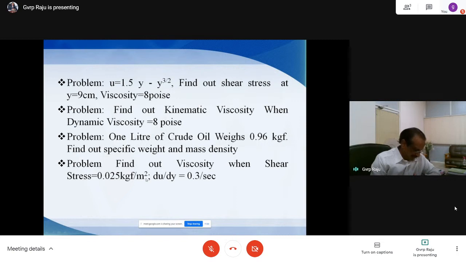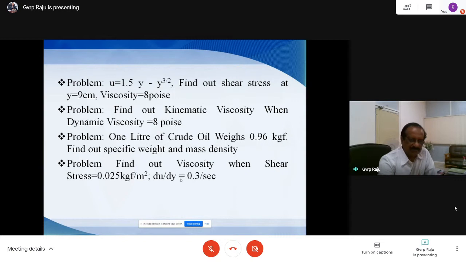So the dynamic viscosity is equal to the shear stress divided by the rate of shear strain. So this is 0.025 by 0.3. So the answer is 0.083 kg force seconds per meter square. So the units are very, very important.